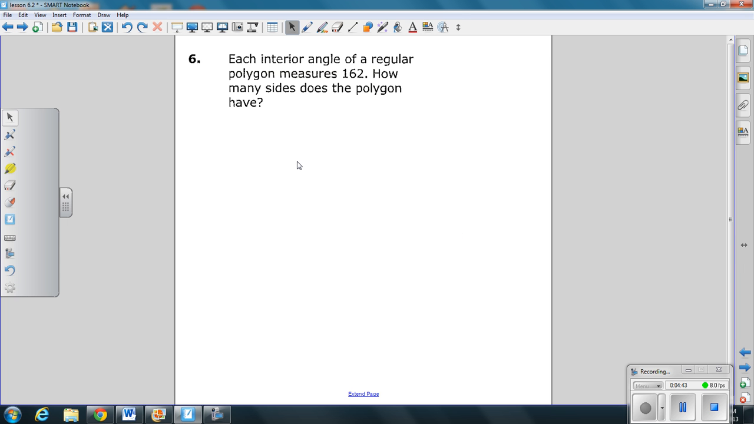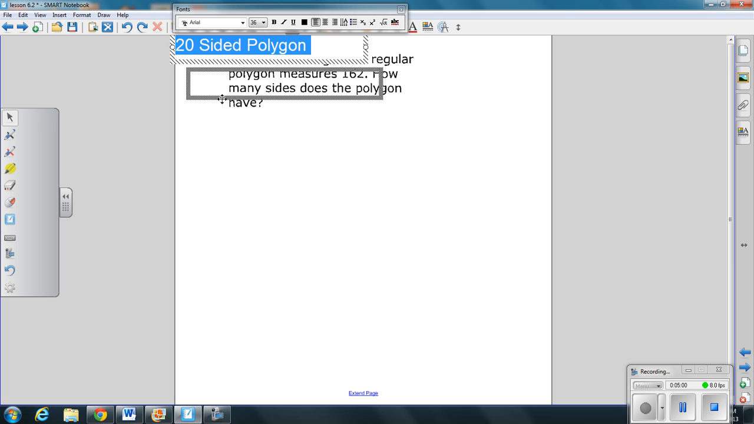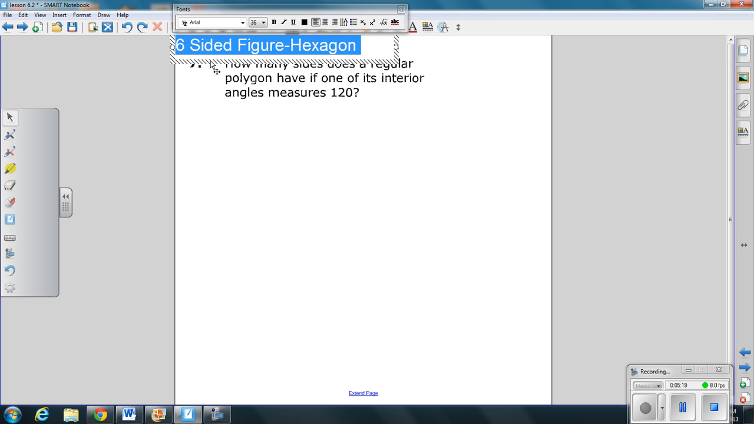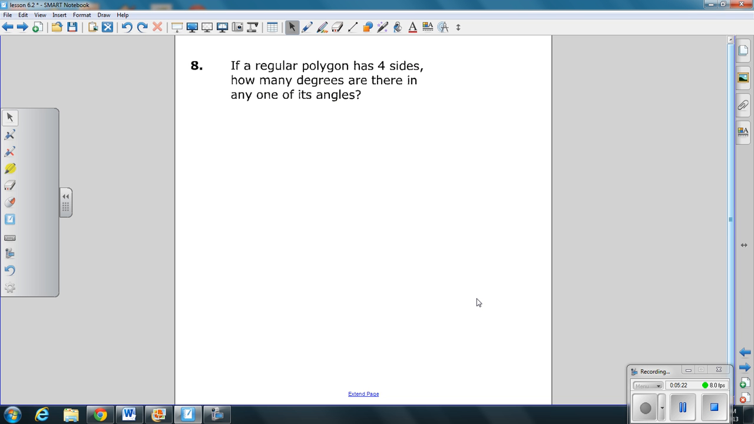Number six, each interior angle of a regular polygon is 162. How many sides does the polygon have? This is a 20-sided polygon. Number seven, how many sides does a regular polygon have if one of its interior angles is 120? Referencing your chart, we are looking at a six-sided figure, also called a hexagon. Number eight, if a regular polygon has four sides, how many degrees are there in one angle? 90 degrees is your solution.